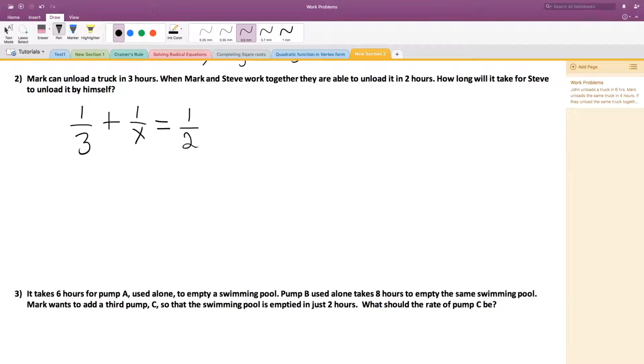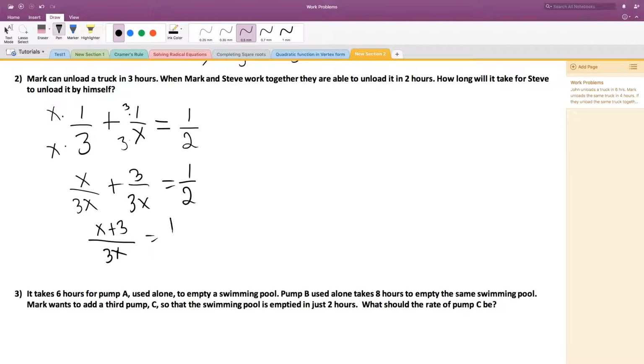Alright, here, so I'm going to combine this and just write it as one fraction, and one way would be to multiply this by x, here also by x, and multiply this by 3, here also by 3. If I do so, here I get 3x plus x, 3x, all that equals 1 over 2. Now here x plus 3 is x plus 3 all over that equals 1 over 2. Okay, so this time again we're going to cross multiply.